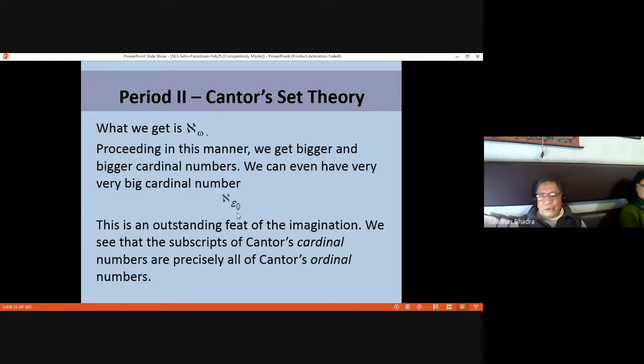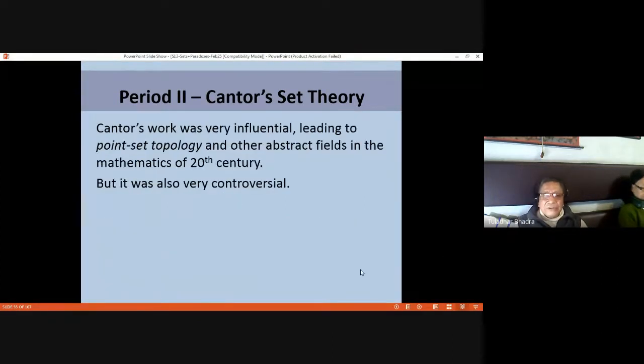Now, Aleph epsilon. This is an outstanding feat of imagination. We see that the subscripts of Cantor's cardinal numbers are precisely all of Cantor's ordinal numbers. So we have infinity and larger infinity. Cantor's work was very influential, leading to point set topology and other abstract fields in the mathematics of the 20th century, but it was also equally controversial.